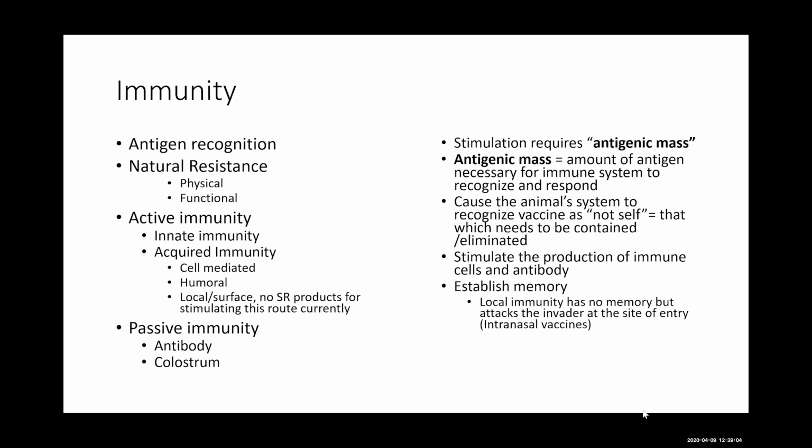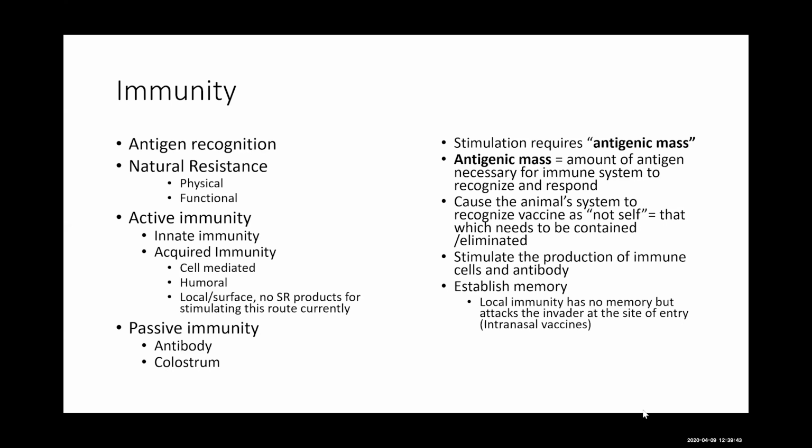Let's talk a bit now about immunity. We've alluded to antigen recognition, and antigen recognition requires an antigenic mass, which is the amount of antigen necessary for the immune system to recognize and respond to it. That causes the immune system to respond. It's not self, and it needs to be eliminated. It stimulates the production of immune cells and antibody, and hopefully will establish memory so that we're protected on a second exposure, quicker and better.